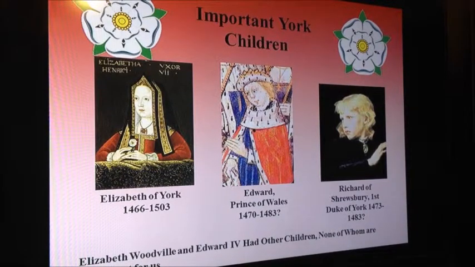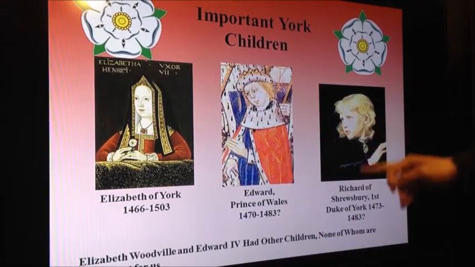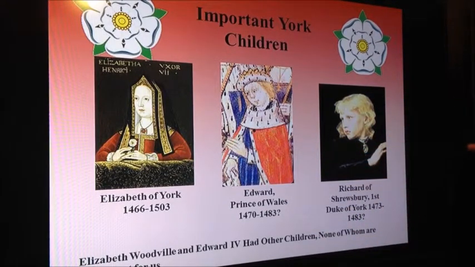Elizabeth and Edward IV had many children. They only had 2 boys, but they had many daughters. We're not going to talk about all of the daughters now because they're not important for our purpose. We're just going to talk about the eldest, Elizabeth of York, who will appear later on in our story, Edward, the Prince of Wales, who was the heir, and Richard, Duke of York, Richard of Shrewsbury, who is the second eldest son.